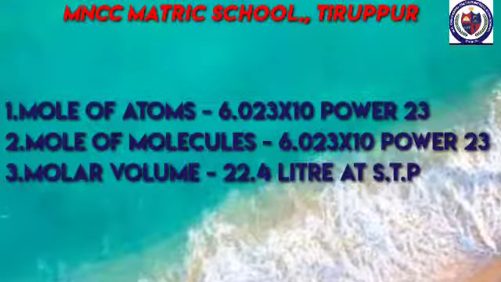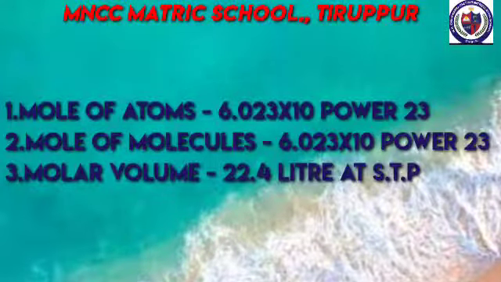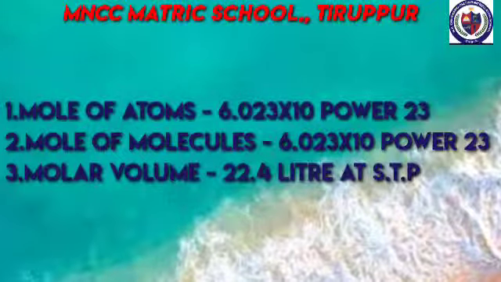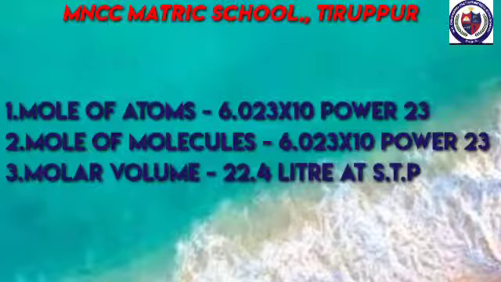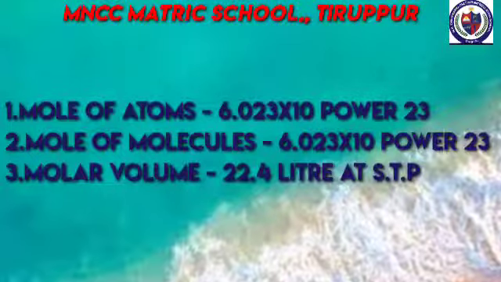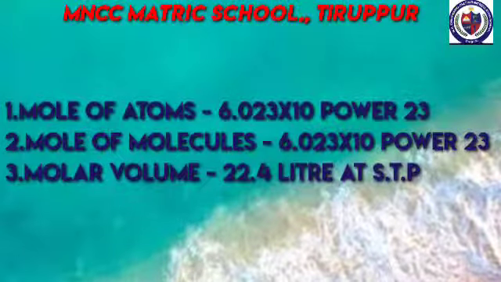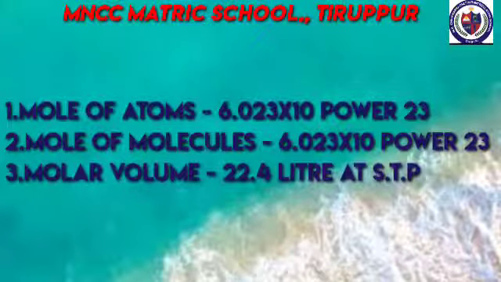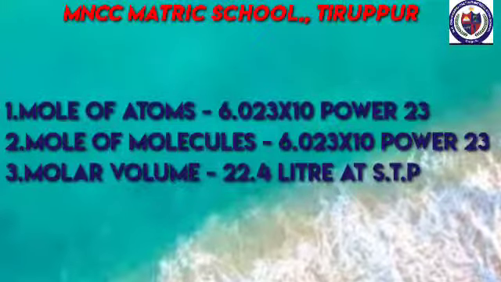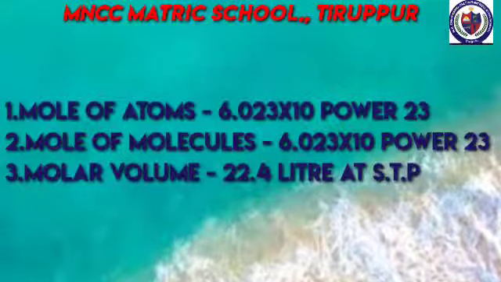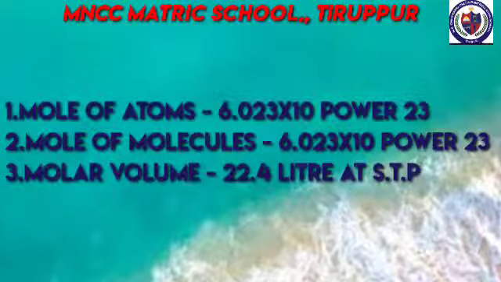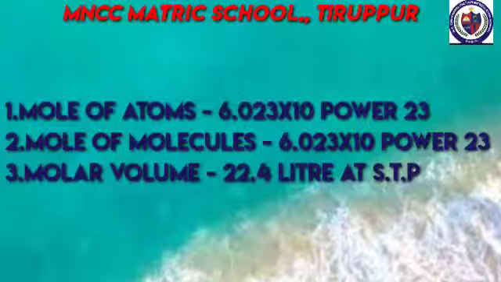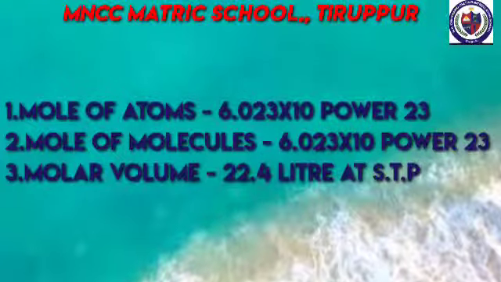1 mole of an element contains 6.023 × 10^23 atoms and it is equal to its gram atomic mass. That is, 1 mole of oxygen contains 6.023 × 10^23 atoms of oxygen and its gram atomic mass is 16 g. Number 2, mole of molecules. 1 mole of matter contains 6.023 × 10^23 molecules and it is equal to its gram molecular mass. That is, 1 mole of oxygen contains 6.023 × 10^23 molecules of oxygen and its gram molecular mass is 32 grams.